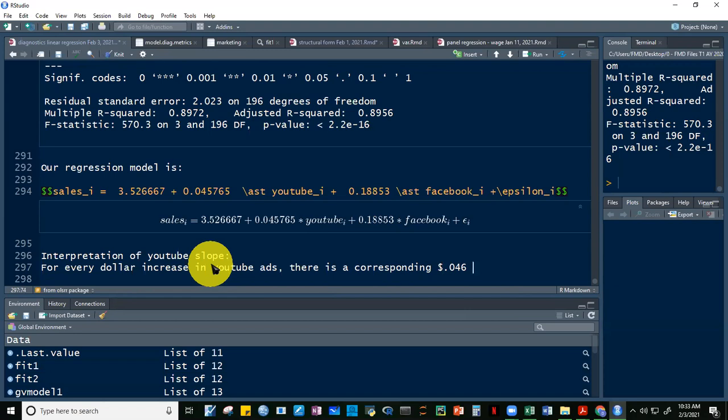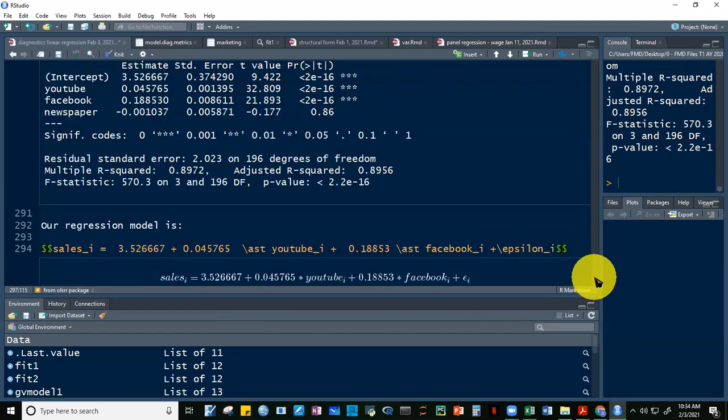$0.046 na lang units, no? Kasi baka millions in dollars yan eh. So, ibig sabihin 46,000 no? Units increase in sales. Tama, ceteris paribus. Ibig sabihin guys, ang ceteris paribus, ano? Ibig sabihin, all others remaining equal. Ibig sabihin, si Facebook, huwag natin babaguhin. Ang i-increasean lang natin si YouTube, si Facebook as is lang siya.